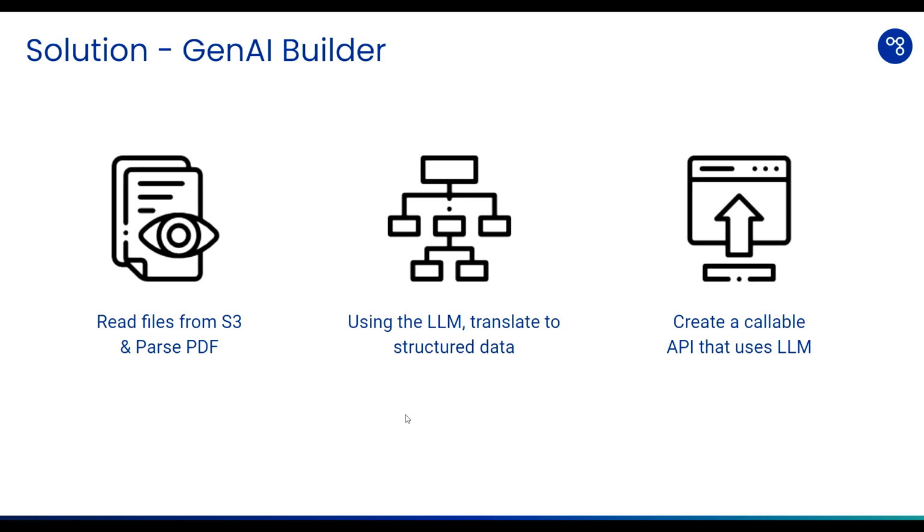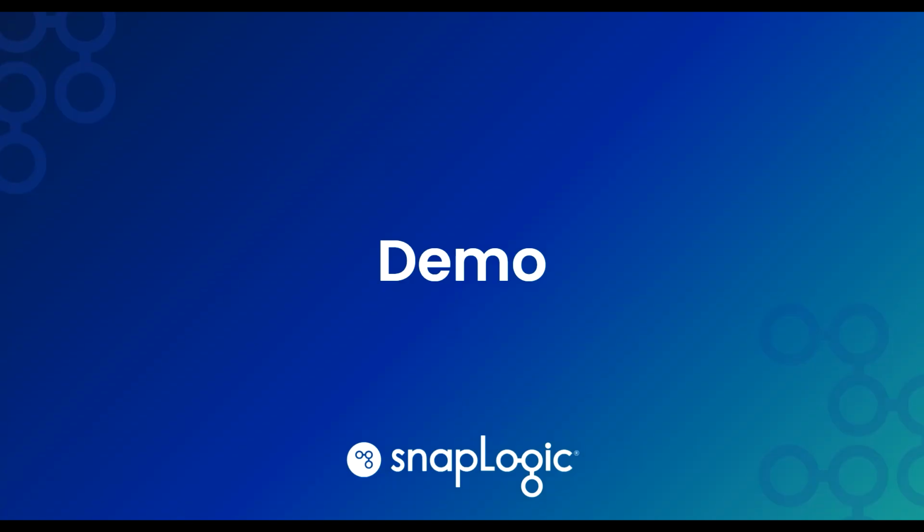So the way that I'll do this, I'll read files from S3 using SnapLogic's IAP, parse them, then use the LLM snaps that we have created recently to translate that structured data and create a callable API that uses that LLM. So let's go ahead and get into our demo.